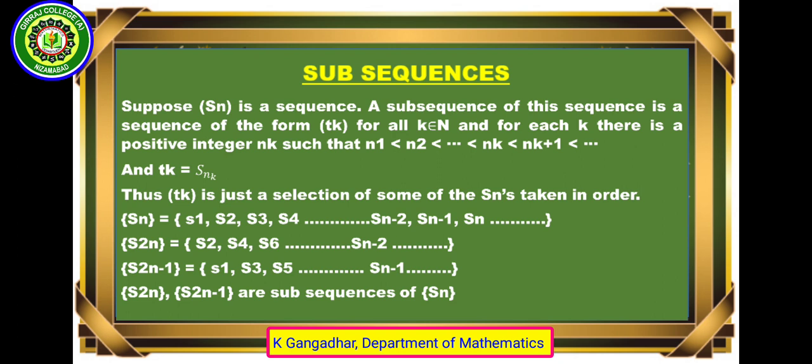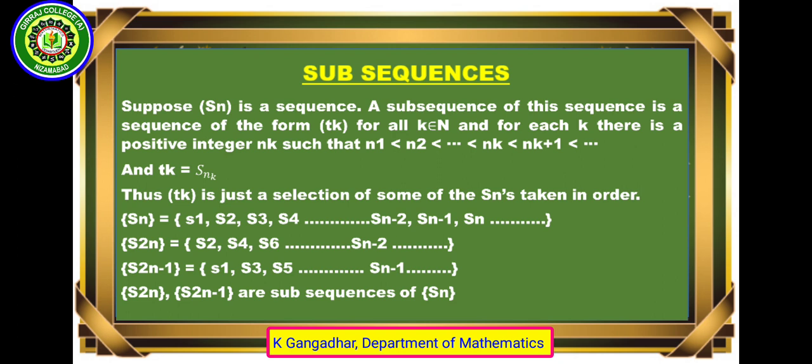So in the sequence Sn terms, we take some terms, and those terms form one sequence. That sequence is called a subsequence of the given sequence. Suppose the sequence Sn terms are S1, S2, S3, S4, and so on, Sn-2, Sn-1, Sn, and so on. In the sequence we have odd terms and even terms.